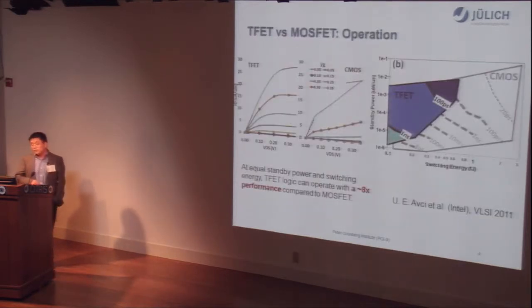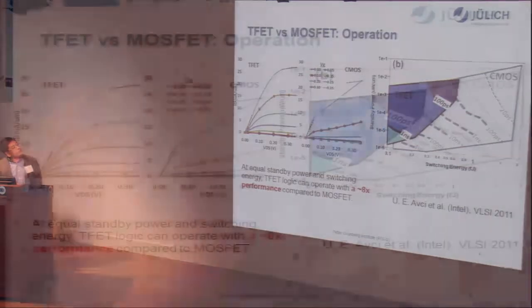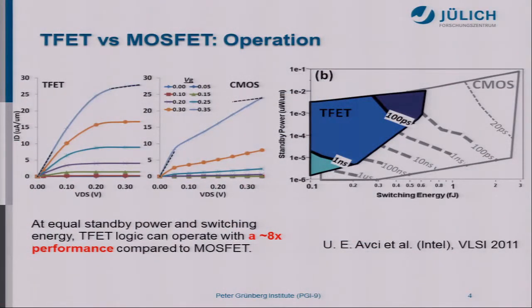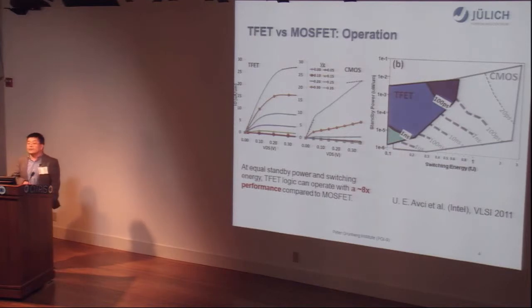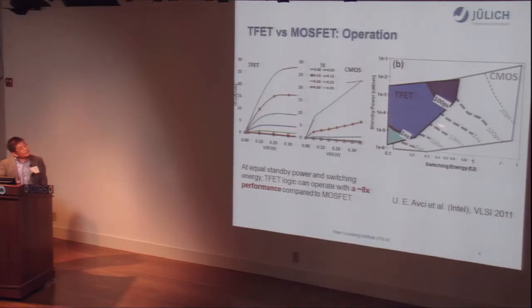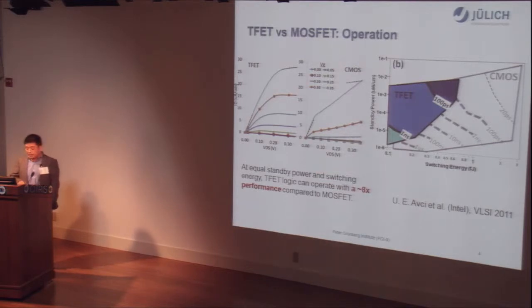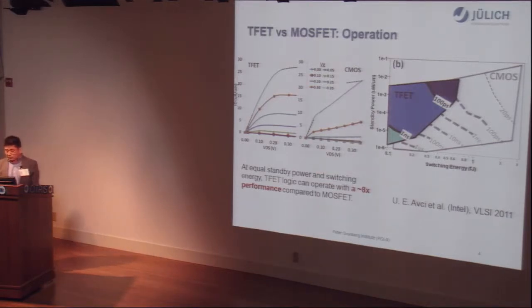The simulations from Intel show that there are very great expectations for tunnel FETs. If you compare here the output characteristics of the TFET and the CMOS at very low voltage, below 0.35 volts, you see the TFET shows much higher on current and also very low saturation in this regime. Their simulation further indicates that if the switching energy and the standby power consumption stay the same, then the TFET logic works much faster than the CMOS, by a factor of 8. So this shows very great potential for the TFET for low power applications.